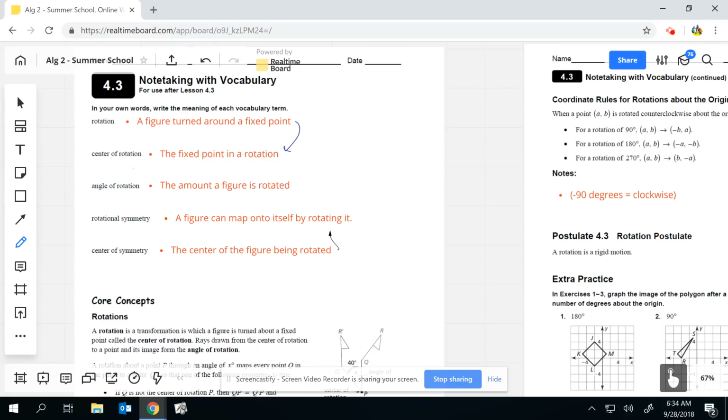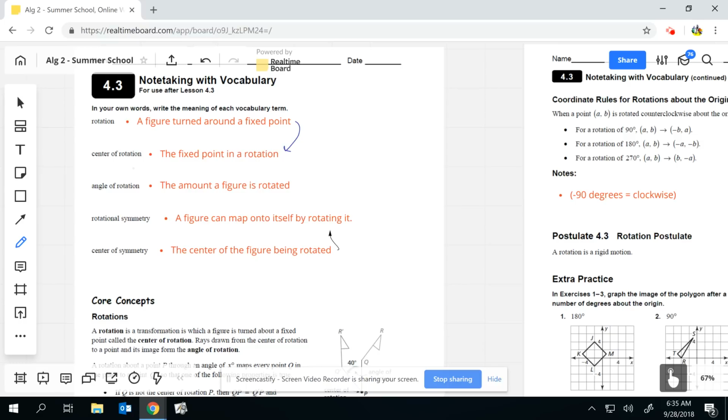The angle of rotation is how much you're rotating it, how far you're rotating it. We're going to see that you could rotate it positive degrees, which is going to be counterclockwise, and you'll see that there's going to be negative rotations that are going to be clockwise.